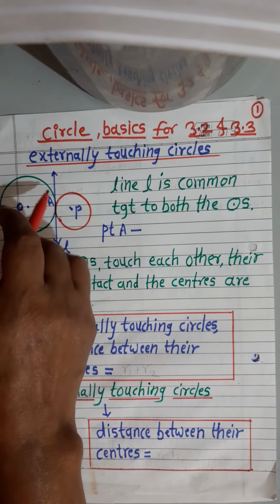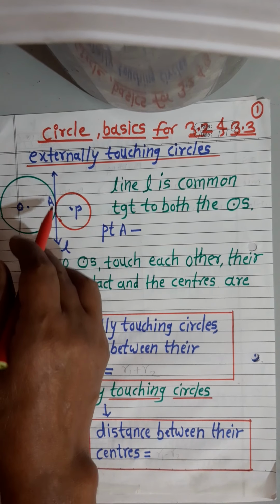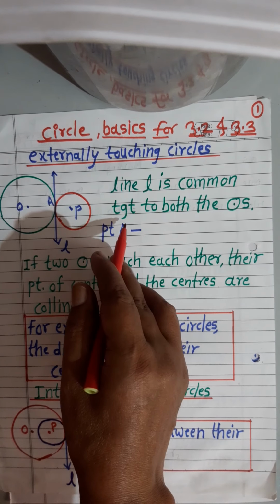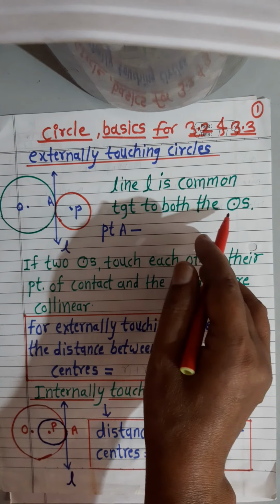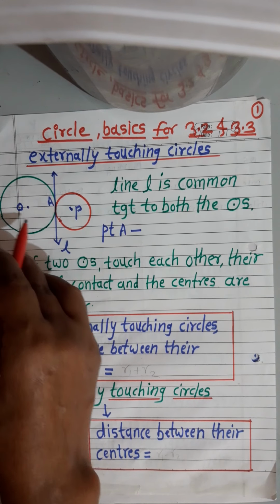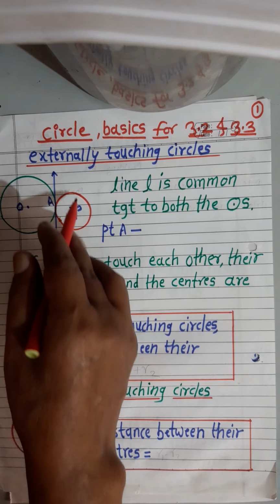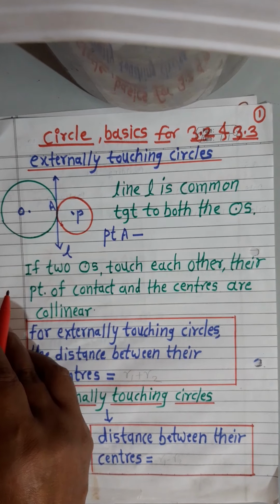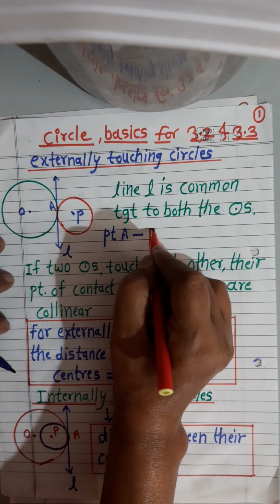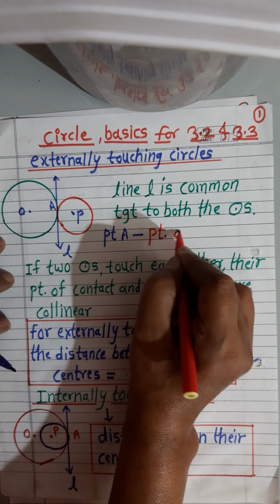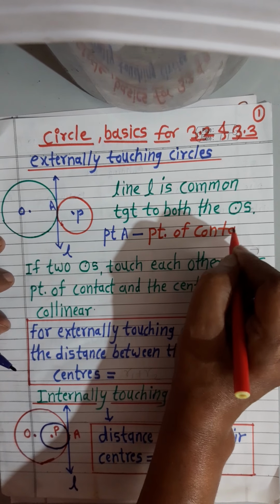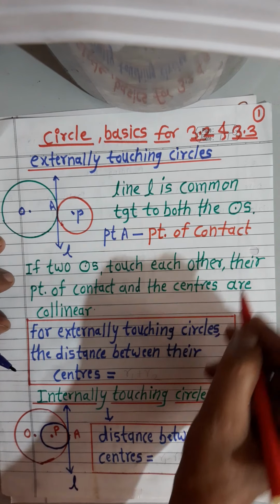Now see, line L is the common tangent to both the circles. That means line L is tangent to this bigger circle. Also line L is tangent to the smaller circle. This point A, we know, is called the point of contact.